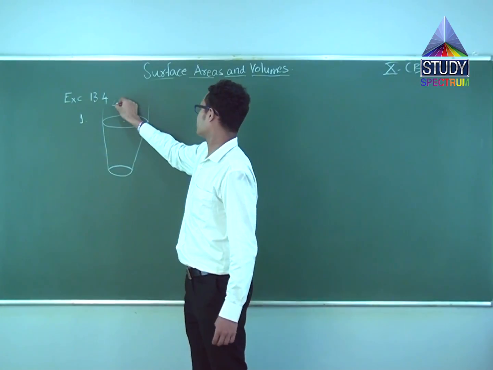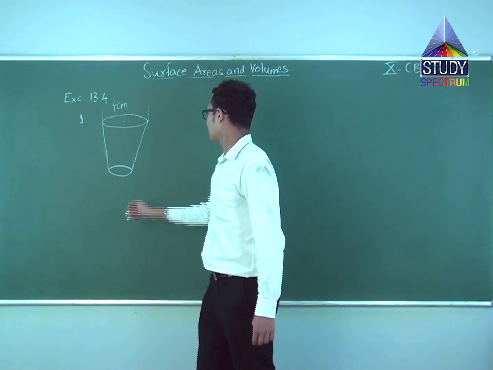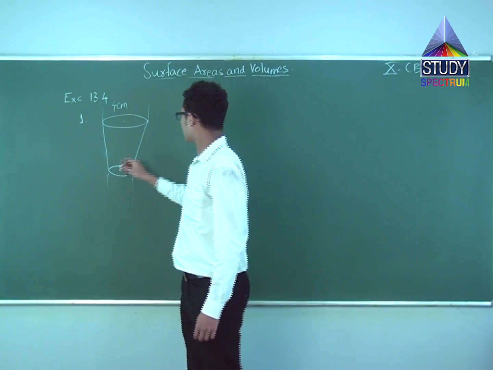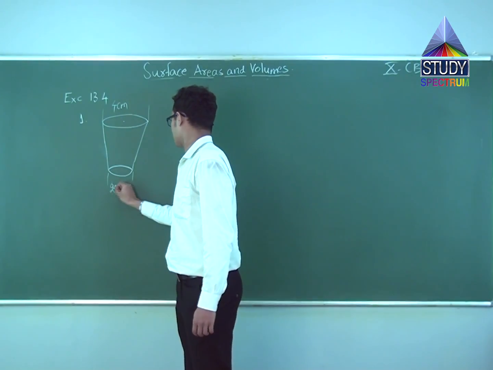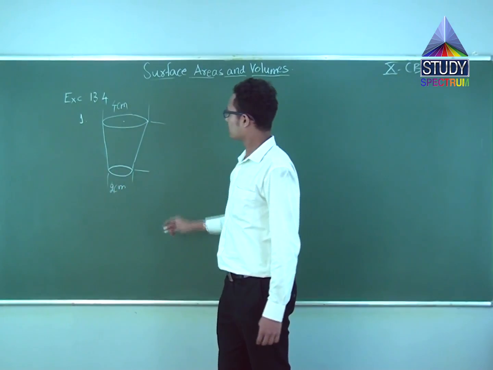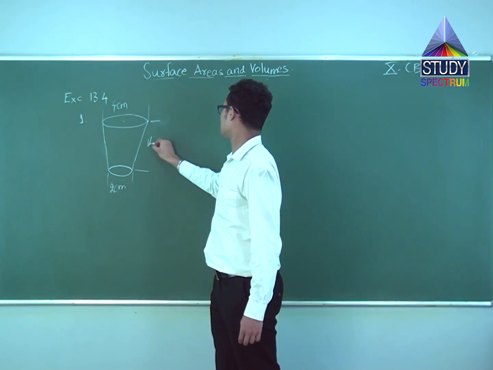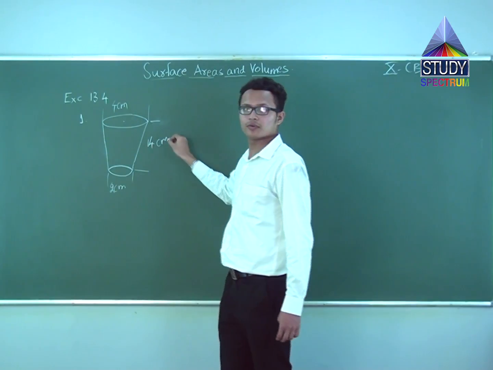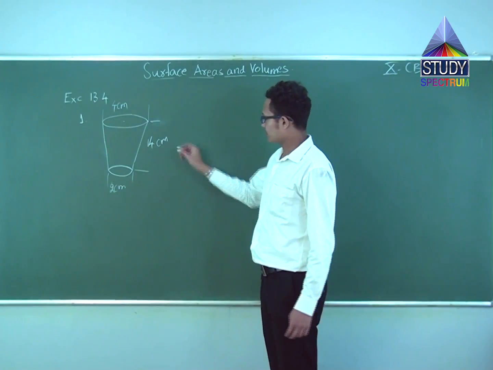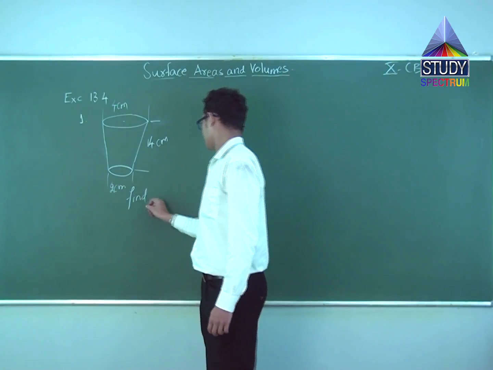Diameter is given as 4 centimeters. And this diameter is given as 2 centimeters. And height is given as 14 centimeters. And find the capacity.